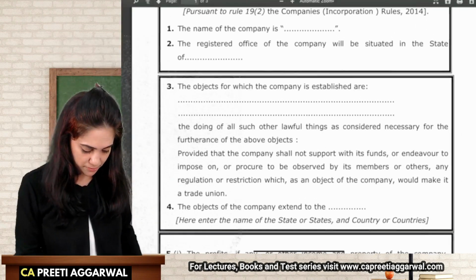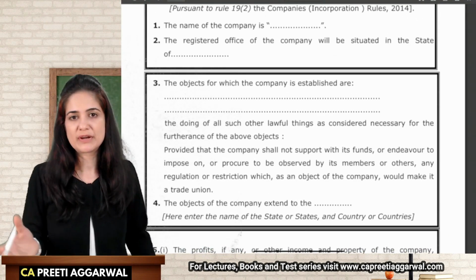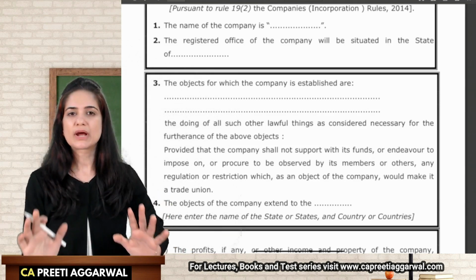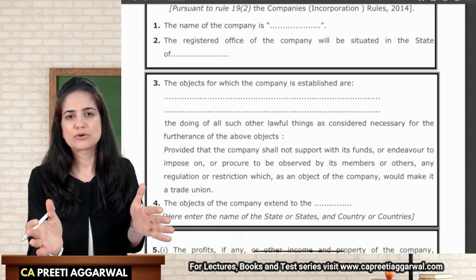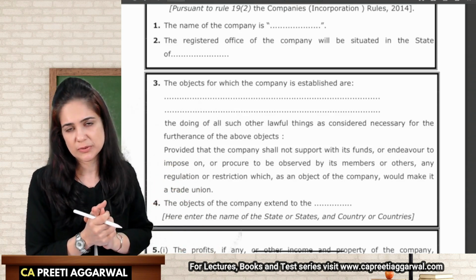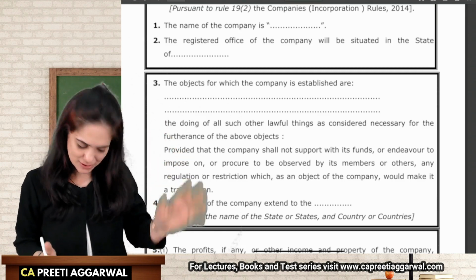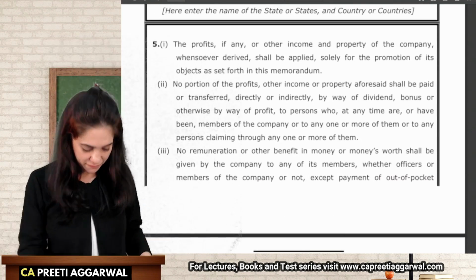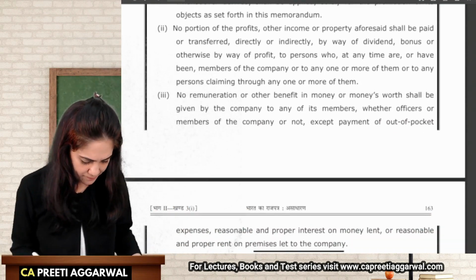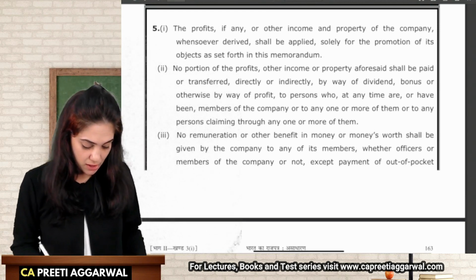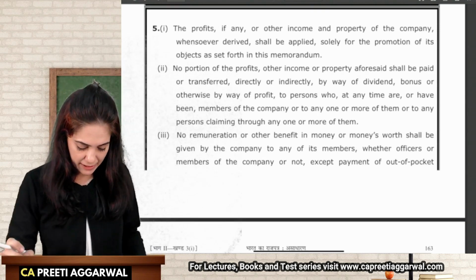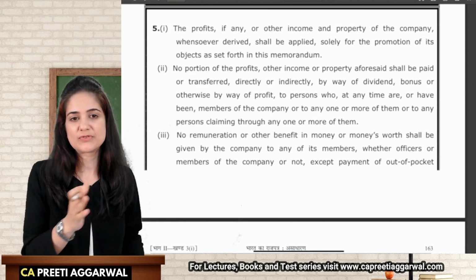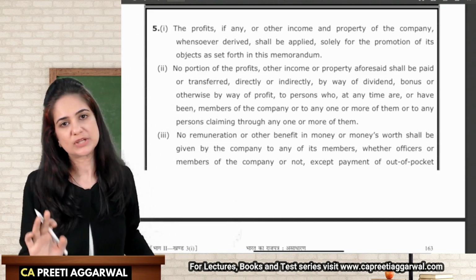The objects. Now, in case you are a direct entry student, you must be wondering, ma'am, why only state? All that we will discuss in MOA and AOA. But in the memorandum, only and only information of the state where the registered office is situated will be mentioned. Exact address need not be mentioned. Now, the objects for which the company is established, the profits, etc. No portion of profits. All right. I was searching for this point. The profits will be applied solely for the promotion of its object. Okay, so the profits will be applied only for the objects of the company.